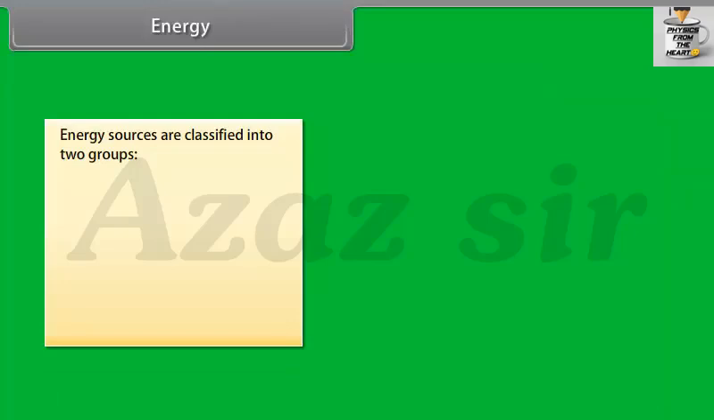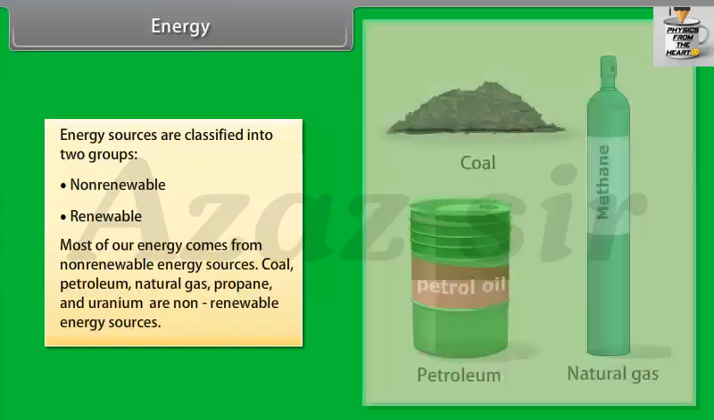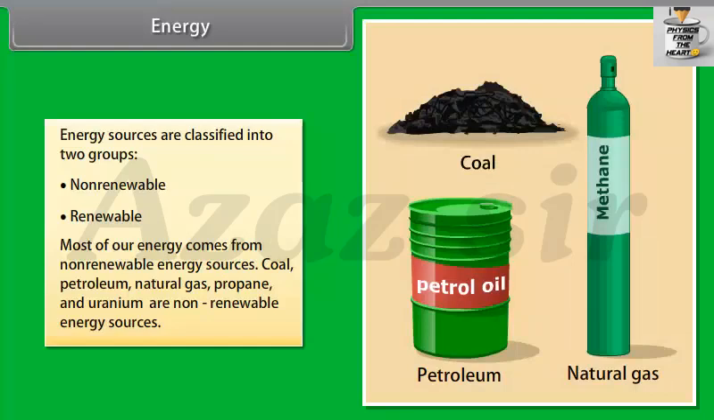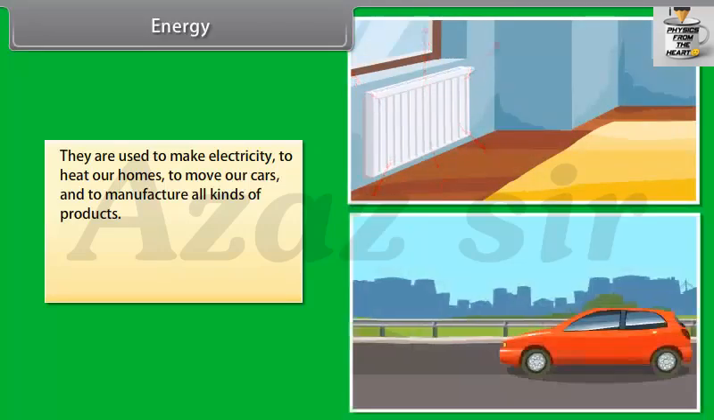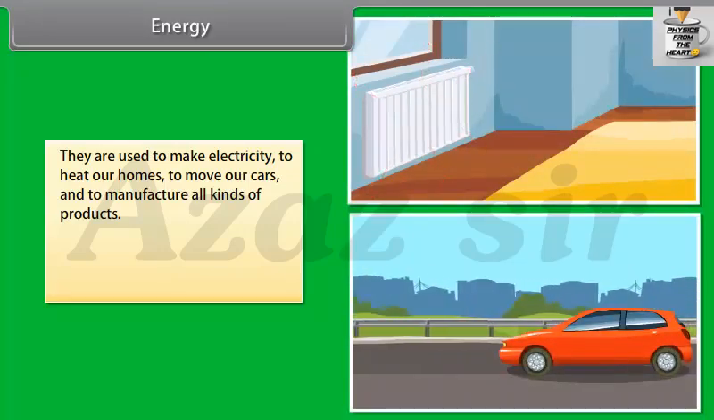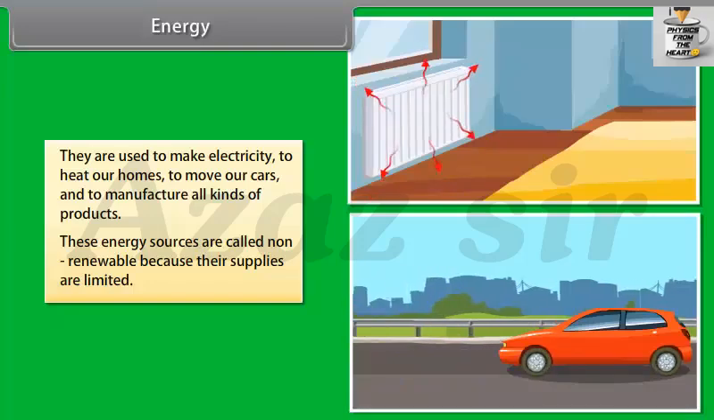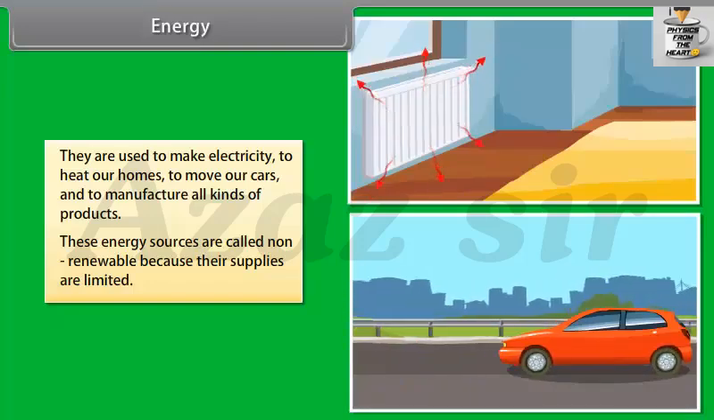Energy sources are classified into two groups: non-renewable and renewable. Most of our energy comes from non-renewable energy sources: coal, petroleum, natural gas, propane, and uranium are non-renewable energy sources. They are used to make electricity, to heat our homes, to move our cars, and to manufacture all kinds of products. These energy sources are called non-renewable because their supplies are limited.